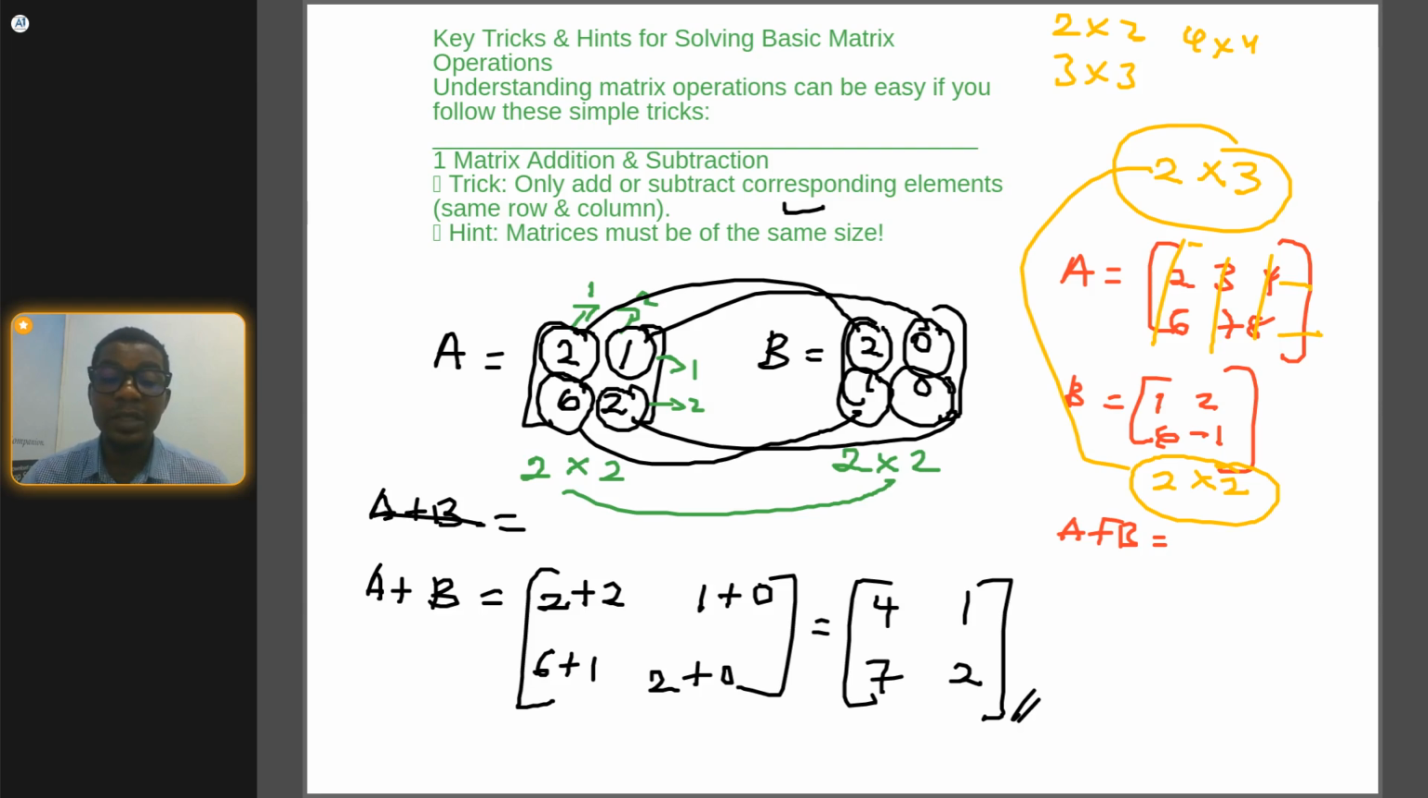But as for this, we cannot add it because we have different order of matrices. Here it is 2 by 3, and here it is 2 by 2. So because of the differences in the order of matrices, we cannot add it together.